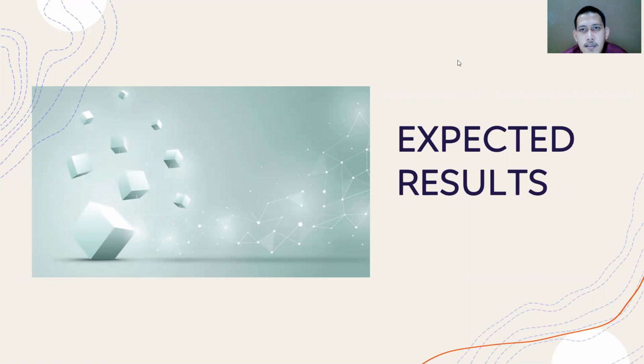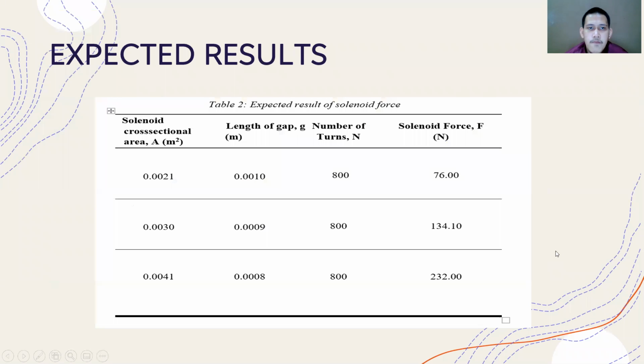Okay, we move to the next part, which is the expected result. For the expected result, we will go through the solenoid force, where the change is the solenoid cross-sectional area. There are 3 different cross-sectional areas, and they will affect the length of the gap, which means they will produce 3 different gap lengths. The constant variable here is the number of turns, which is 800. As you can see here, a bigger cross-sectional area of the solenoid will produce a bigger magnitude of solenoid force.